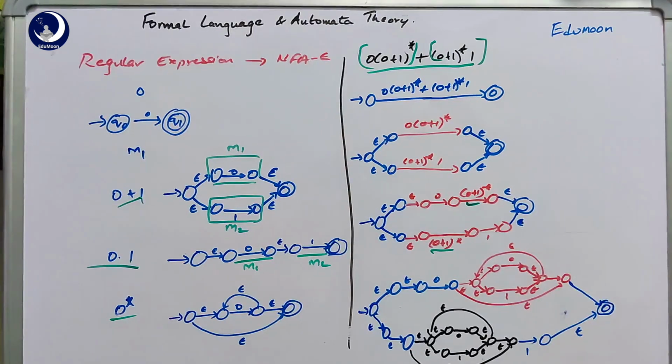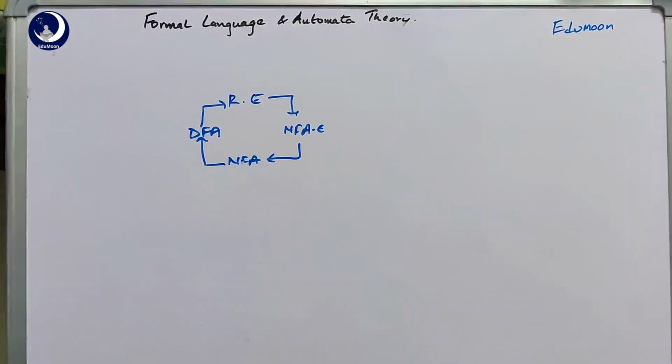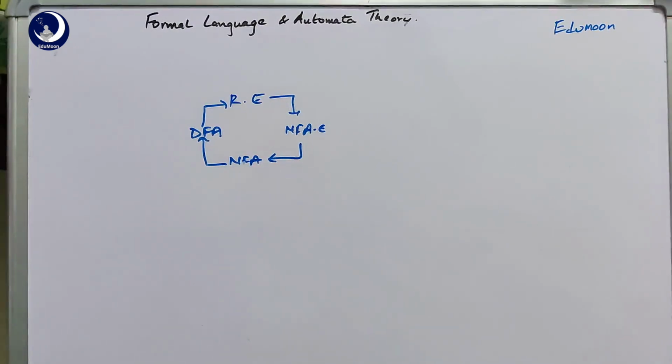Again, we already discussed how to convert an NFA with epsilon moves to an NFA without epsilon moves, and finally an NFA to a DFA. So the relation is: we can convert any regular expression to an NFA with epsilon moves, from NFA with epsilon moves to NFA, and from NFA to DFA, and in a later class we will see how to convert a DFA to a regular expression.